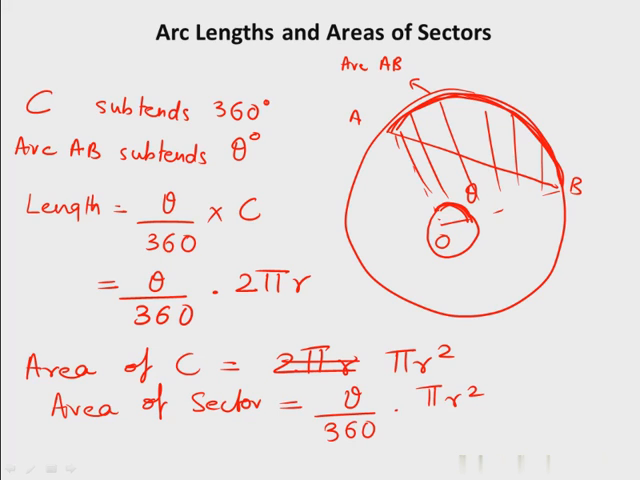So both arc lengths and areas of sectors deal with the fractional angle compared to 360. Once you know that angle, you can find both arc lengths and sectors. Of course, you need the radius, because the radius comes into the calculation in all calculations with the circle.